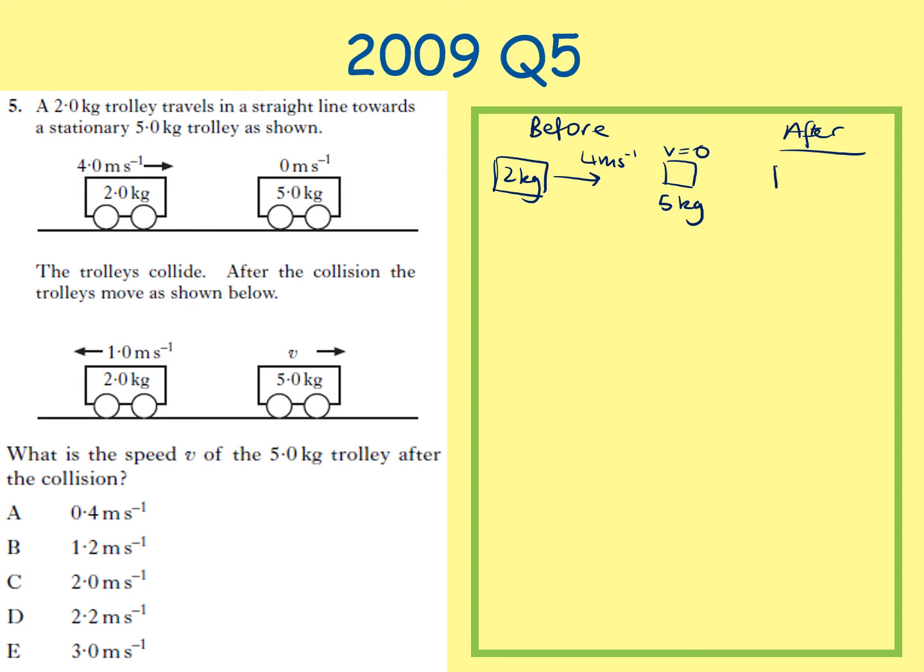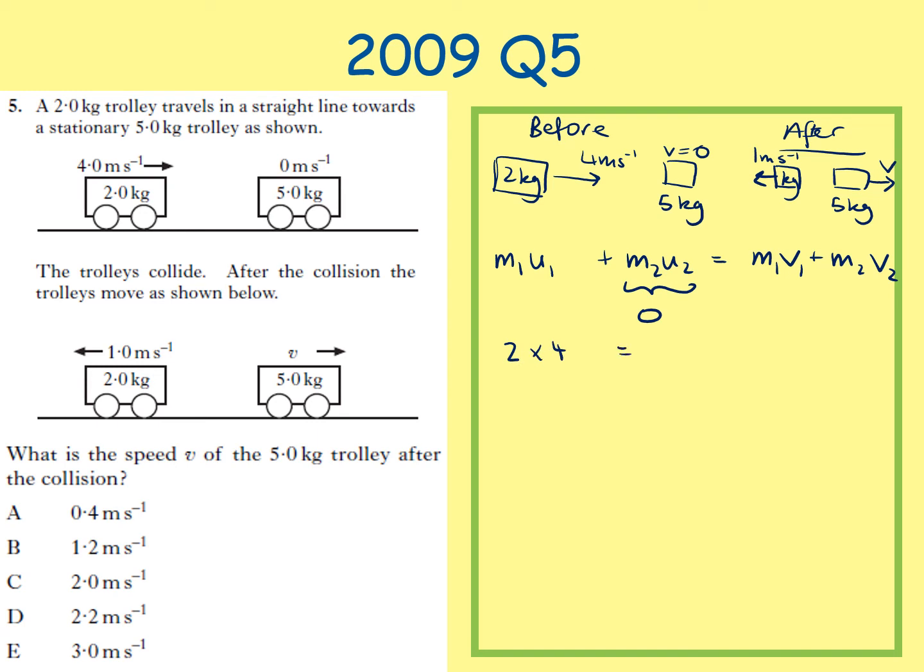After, we have the trolley of 2 kilograms is now moving to the left at 1 meter per second, and our trolley of 5 kilograms is moving to the right at a velocity of v that we don't know. So let's add in our equation here. We've got m1u1 plus m2u2 equals m1v1 plus m2v2. We know this m2u2 is going to equal 0 because our initial velocity there was 0. So we can say 2 times 4 equals 2 times 1 plus 5 times our unknown v2. So we've got 8 equals 2 plus 5v2.